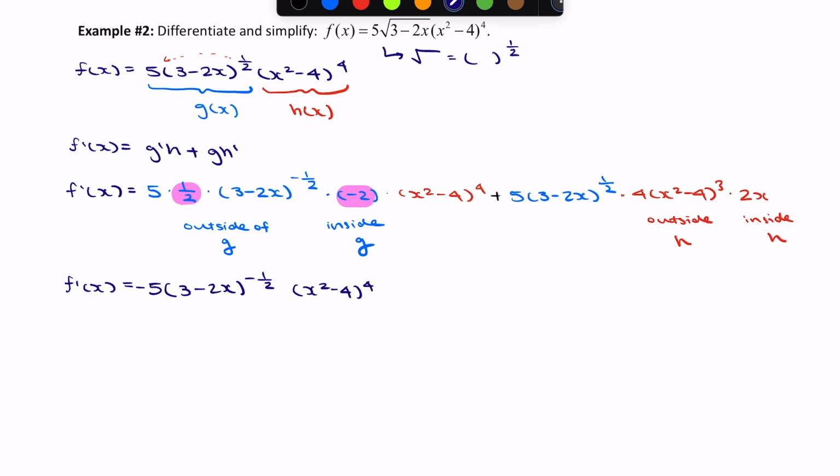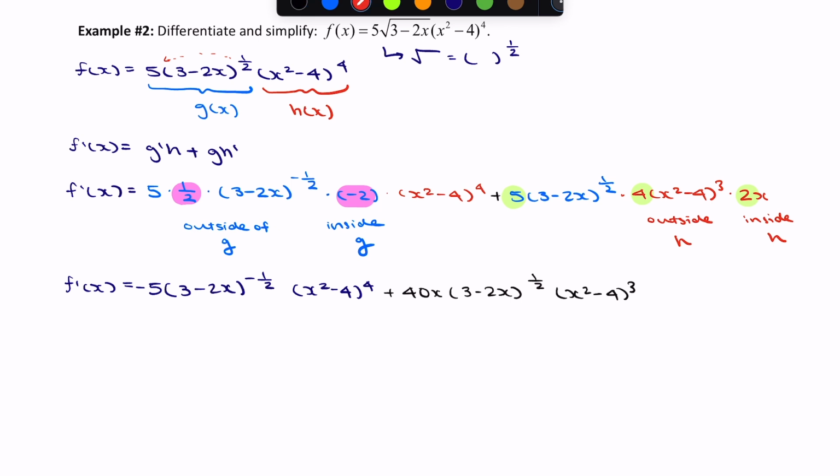And here, if we look at our coefficients, we have 5, 4, and 2. So 5 times 4 will give you 20, 20 times 2 will give you 40, and there's the x there as well. So plus 40x (3 minus 2x) to the power of 1 over 2, and (x squared minus 4) to the power of 3.